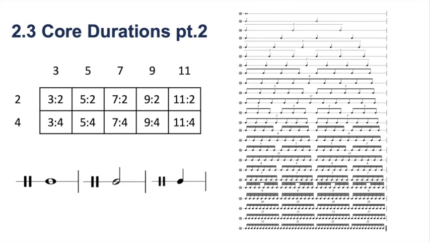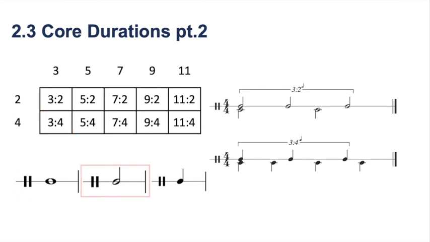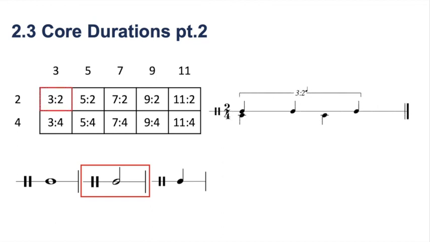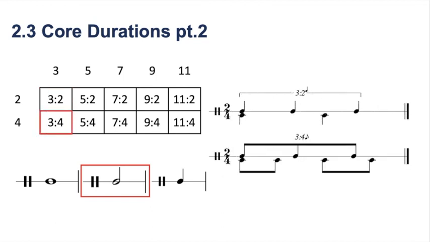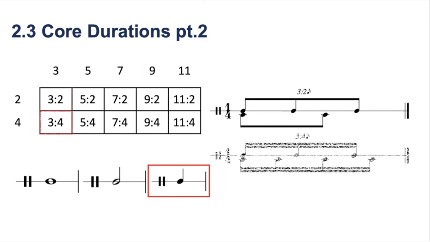Let's use the 3/2 polyrhythm in the duration of a whole note as an example. As we can see, the 3/2 polyrhythm can become a 3/4 polyrhythm. The same can be said about the half note duration and the quarter note duration.